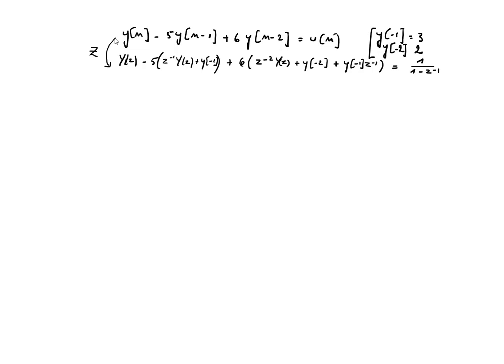and we can group all the terms that are in y of z. There is a 1 here, there is minus 5 z minus 1, and there is plus 6 z minus 2 times y of z. All the terms with the initial conditions we will take to the other side, so 5 times y of minus 1. This is why we have to put the parentheses, so that you don't forget to multiply by 5.